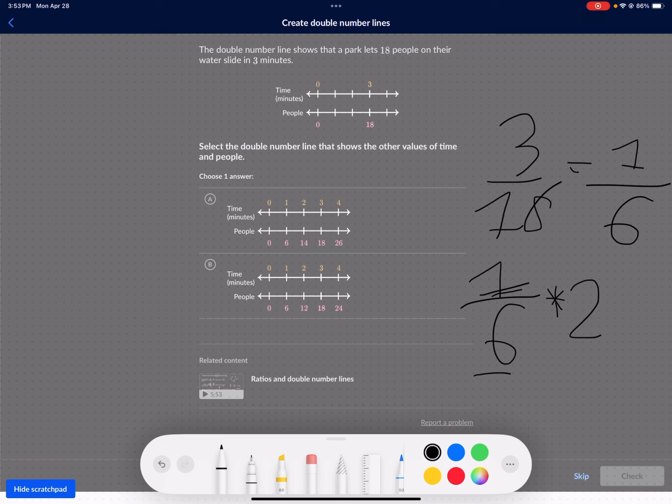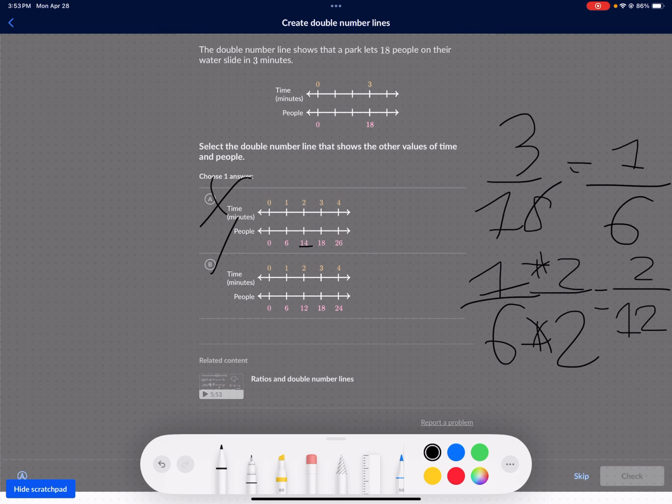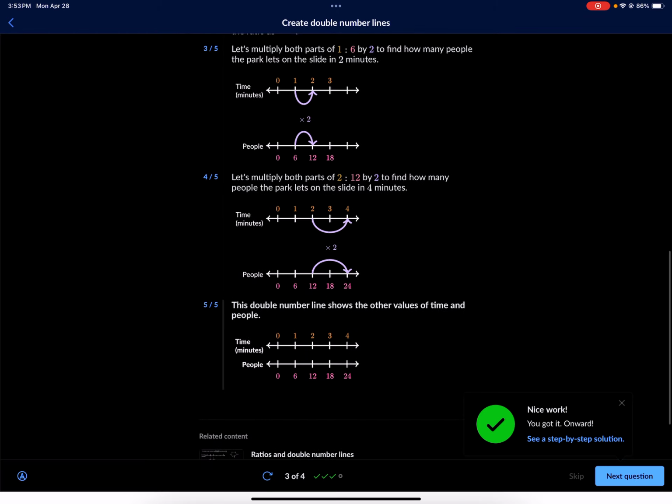We want to turn this into an improper fraction, right? We're going to multiply these to make it the same. So what is this defined as? 2 over 12. So that means that B is our answer, because it says 14, that's not right. So it's B. So here's the explanation.